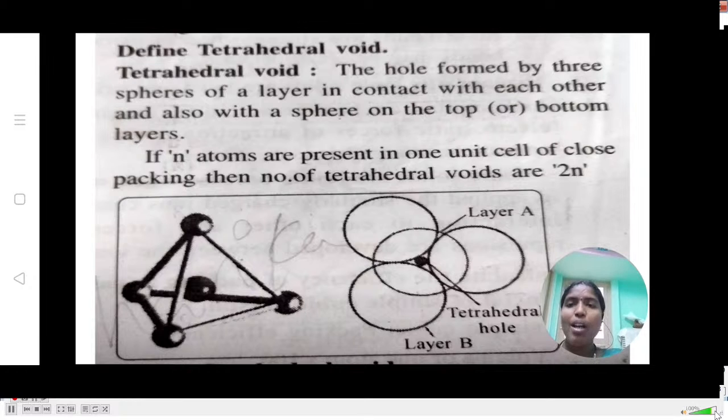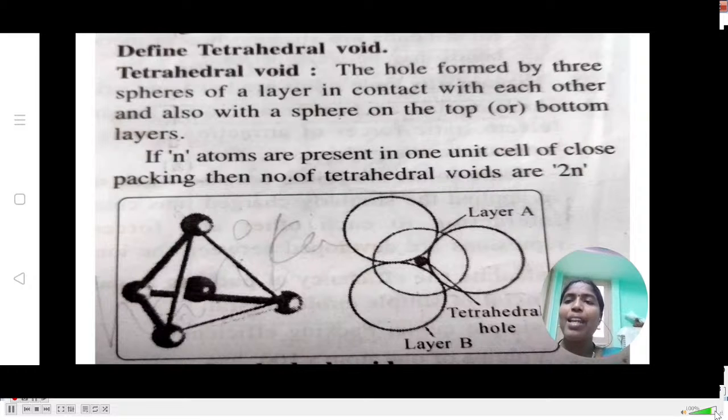See the structure here. First 3 spheres are touching each other and the fourth sphere is above or below the layer. So in between these spheres some space is present. That space is called a tetrahedral hole. So again I repeat the definition of tetrahedral void: the hole formed by 3 spheres of a layer in contact with each other and also with a sphere on the top or bottom of the layer is called a tetrahedral void.